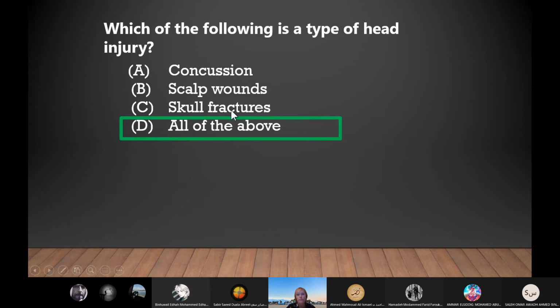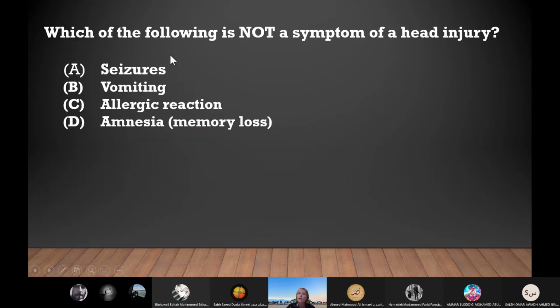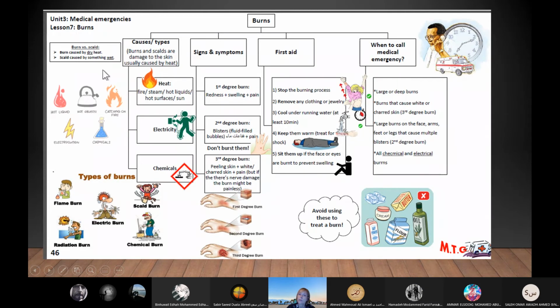Okay, so which of the following is not a symptom of a head injury? Which is not? Vomiting, or allergic reaction, maybe. Allergic reaction. Yes, allergic reaction. So if you have seizures or vomiting or amnesia, memory loss, these are all signs that you may have a head injury.